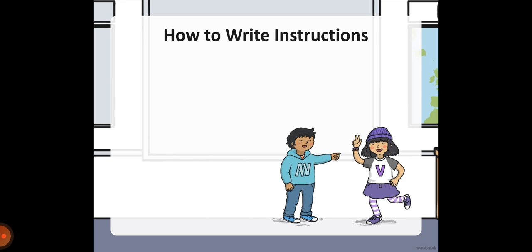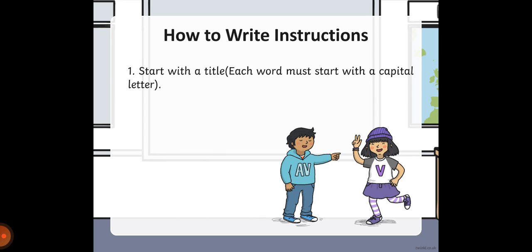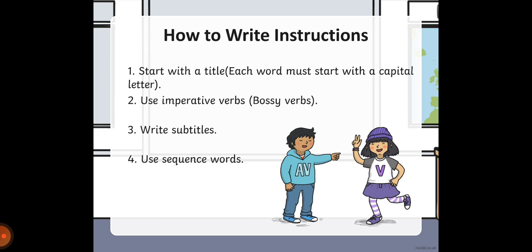Okay, now let's know how to write instructions, or what are the things that we need to keep in mind when we write instructions. Number one, we need to start with a title, and each word must start with a capital letter. Number two, use imperative verbs, which sometimes we call bossy verbs. Number three, write subtitles, what we need and what to do. Number four, use sequence words, and we will get to this later. We took them last week and we found them in the last video, but we will revise them again now. Number five, we need to write clear steps.